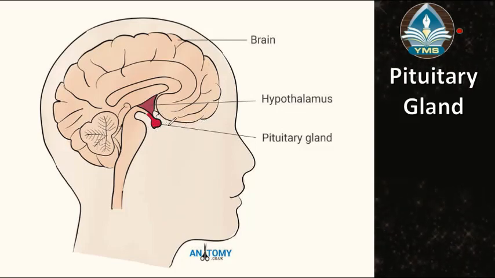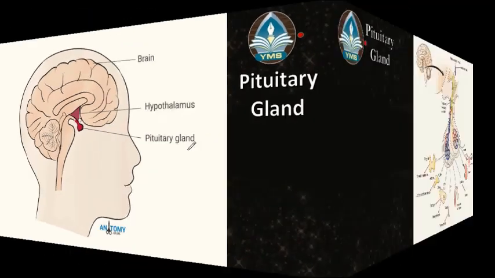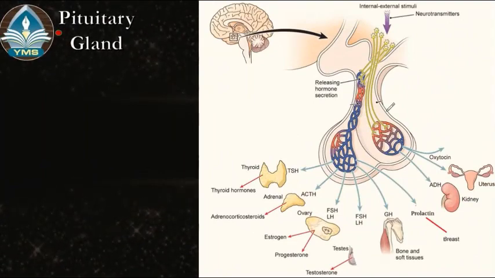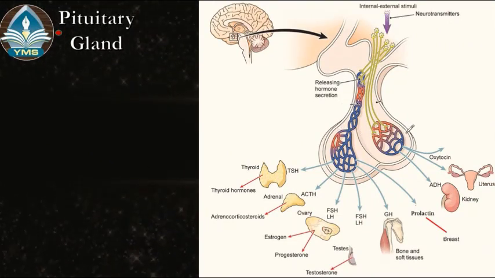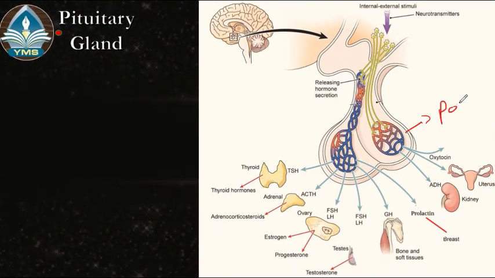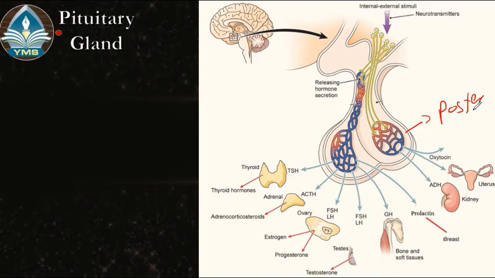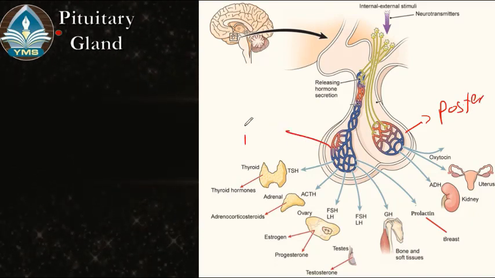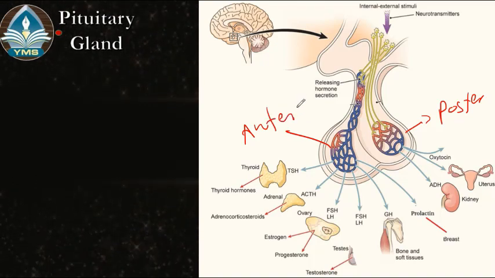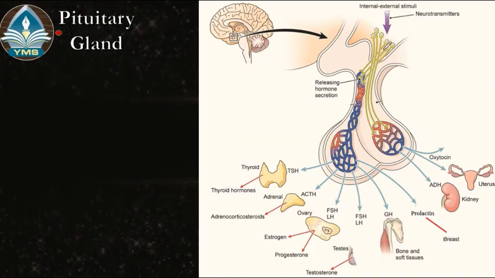So this is the pituitary gland. Let's look at it with a better diagram here. If you look at the pituitary gland, it has two lobes. It has the posterior lobe and it has the anterior. So it has two lobes, the posterior and the anterior. And here at the hypothalamus we have a group of neuroendocrine cells.